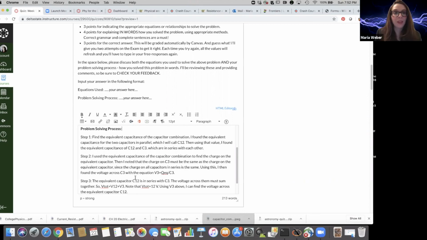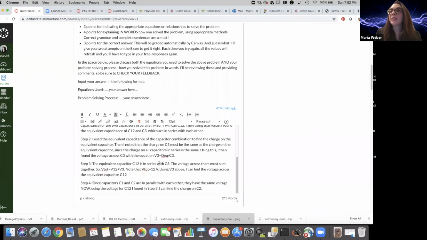the voltage across C3 is equal to the equivalent charge divided by the capacitance of capacitor 3. Then for step 3, the equivalent capacitor C12 is in series with C3. The voltage across them must sum together. So V total is equal to the voltage across the capacitor combination of capacitor 1 and capacitor 2, plus the voltage across my third capacitor, capacitor 3. And we should note that the total potential difference, the total voltage in my circuit, is 12 volts. That's the voltage being supplied by the power source.